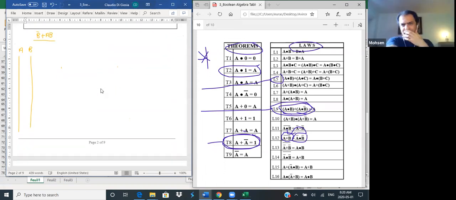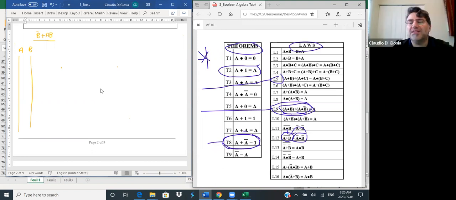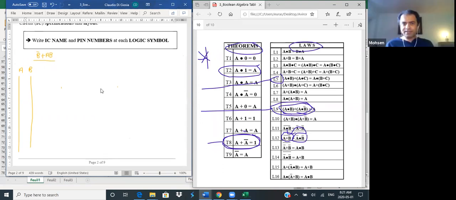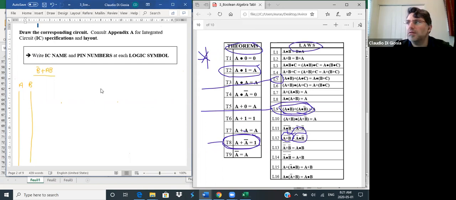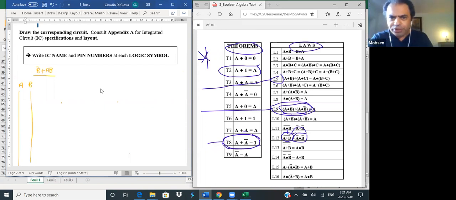Okay? For example, according to the L6, if we have B naught plus A multiplied by B naught plus B, the answer is B naught plus A. Did you say L6? L6, yeah. Law 6? L6. But it doesn't have a naught. No. L6? According to the laws.